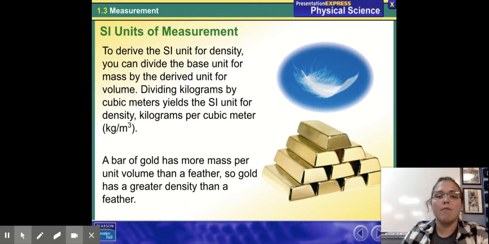To derive the SI unit for density, you can divide the base unit for mass by the derived unit for volume. Dividing kilograms by cubic meters yields the SI unit for density, which is kilograms per cubic meter. So basically, if you do a calculation, you can get the derived unit. A bar of gold has more mass per unit volume than a feather, so gold has a greater density.